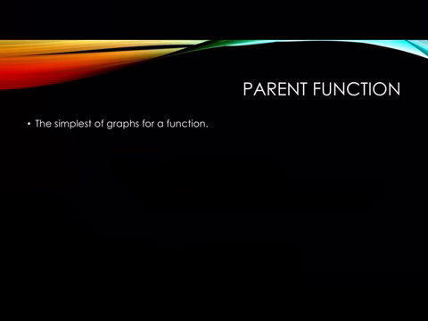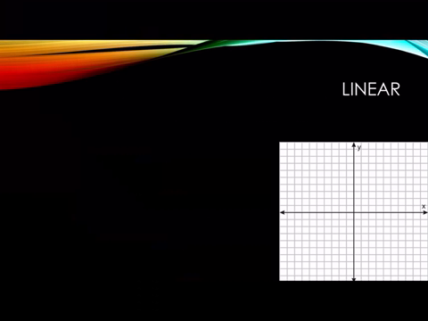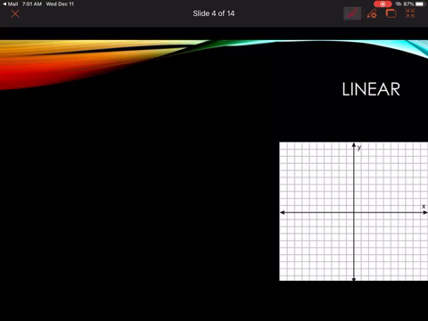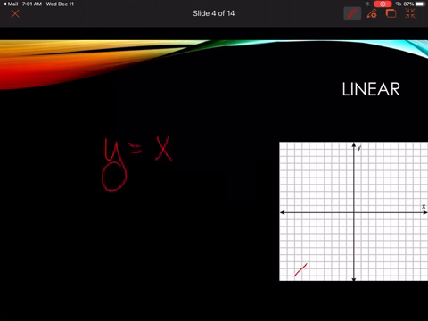So, parent function, it's the simplest of graphs for a function. So, for instance, a linear parent function is y equals x. And that's going to be a straight line that goes across the origin and has a slope of 1 and a y-intercept of 0.